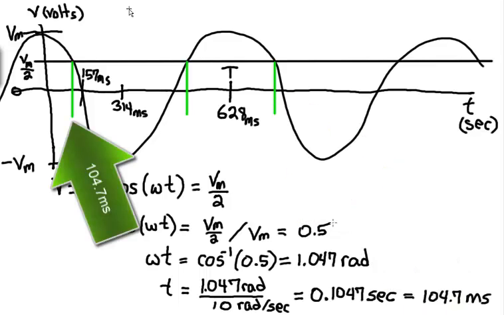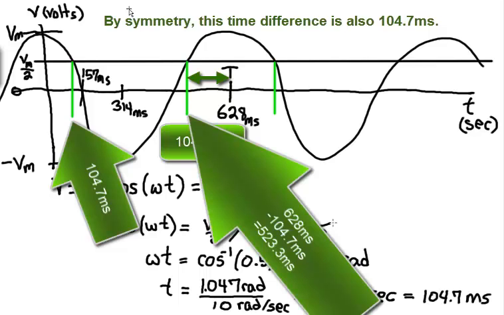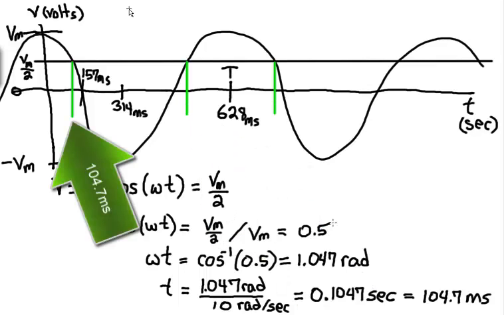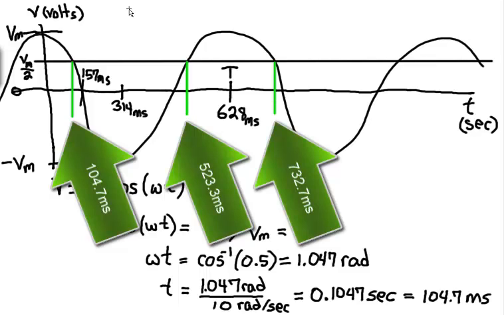Since that's 104, by symmetry, this time difference is also 104. 628 minus 104 is 523 milliseconds at that time. In summary, it's 104, 523, 732. Those are the times at which the voltage is Vm divided by 2.